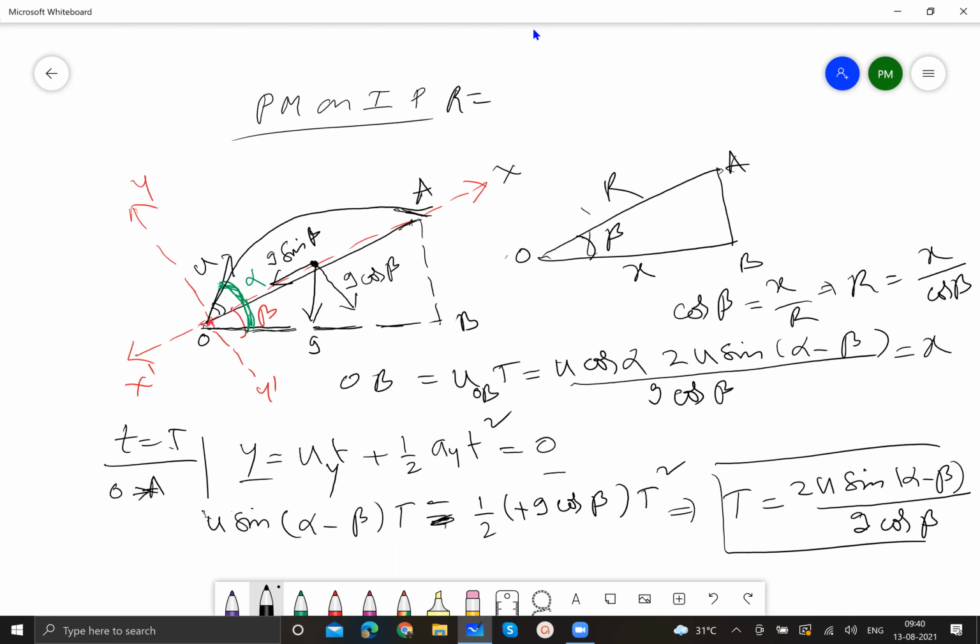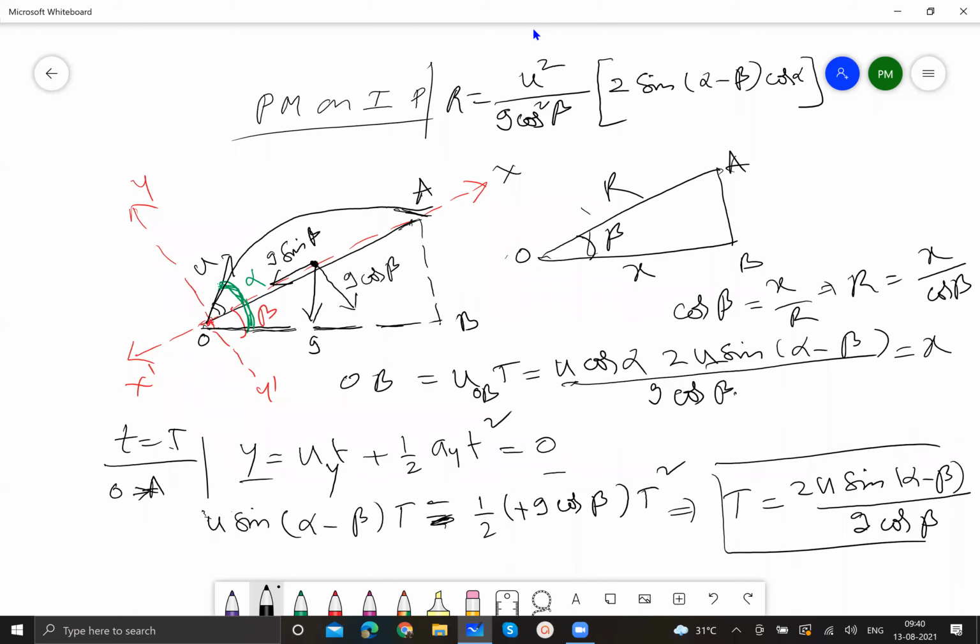So finally the formula for range is u square by g cos square beta, if you take common, and we will use the sin A minus B principle to finally get 2 sin(alpha minus beta) cos alpha. So that is the formula for range.